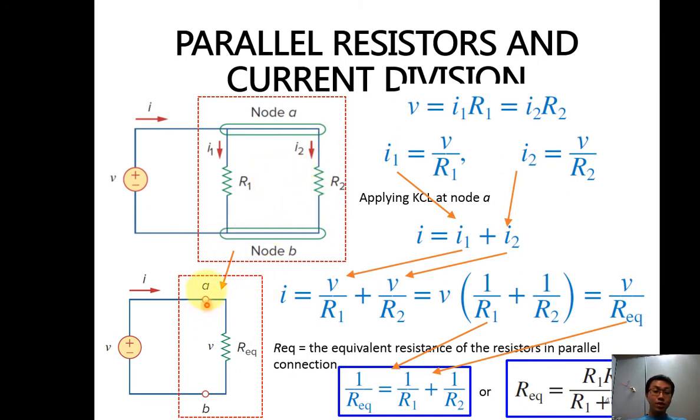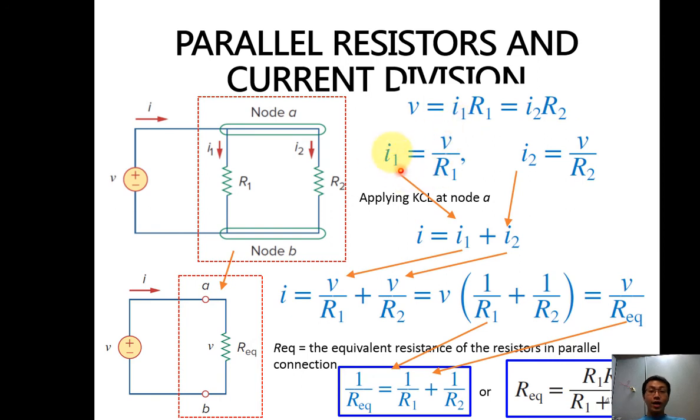We can actually simplify the circuit into like this. We call it R equivalent. So how can we find the equivalent resistance for the parallel resistors, and how can we relate it to the current? So first, we know that V equals I1 times R1, where it is the same because it is the same node. I1 R1 equals V1 equals V2, which is I1 times R1 equals I2 times R2. So we can write V equals I1 R1 equals I2 R2.